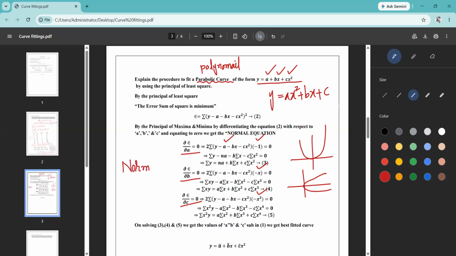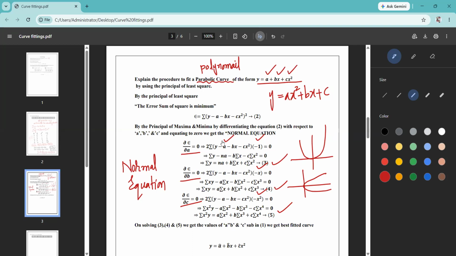You see the normal equations for the parabola. Very important. In most cases you may get this question. You have to memorize these equations. Equation number 3, equation number 4, equation number 5 are called the normal equations for the parabola. Again, like the straight line, we have three variables, we are finding three equations, and those are called normal equations. If you get the values of a, b, c, we get the best fitted parabola.